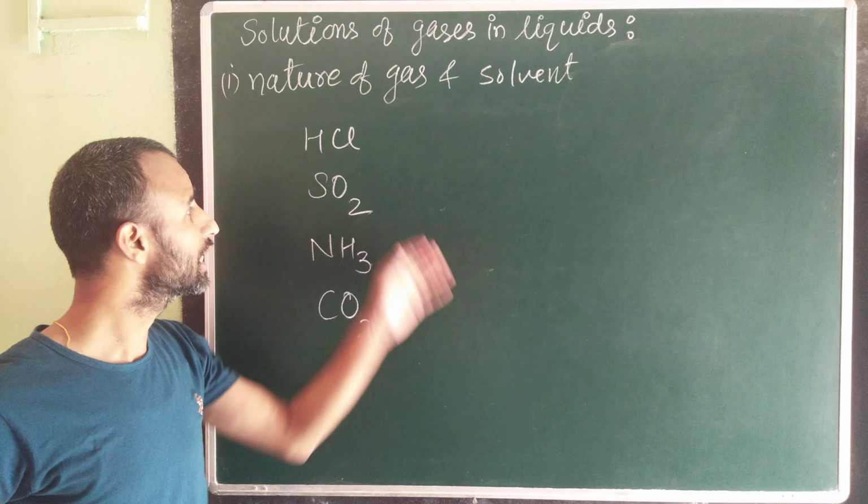Then second factor is ease of liquefaction. And this ease of liquefaction of gases is proportional to van der Waals attractions. And these van der Waals attractions are proportional to their molar mass, their size, their number of electrons. So as ease of liquefaction increases, solubility of the gas in liquid or solubility of gas in water increases.